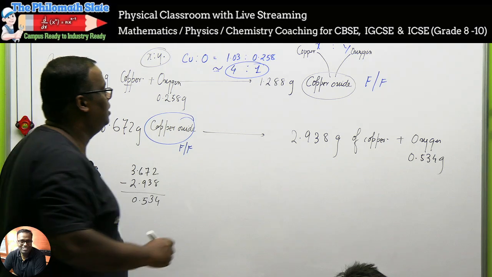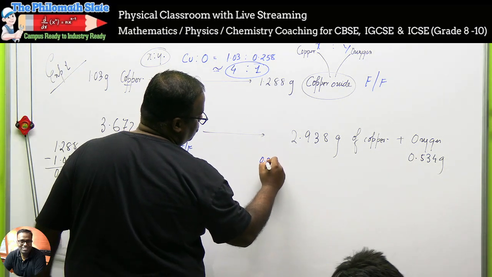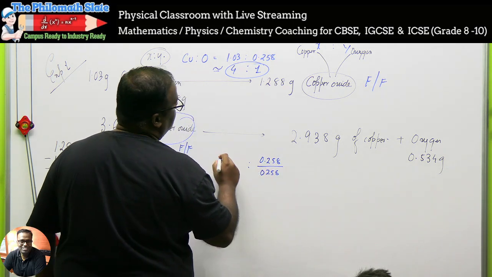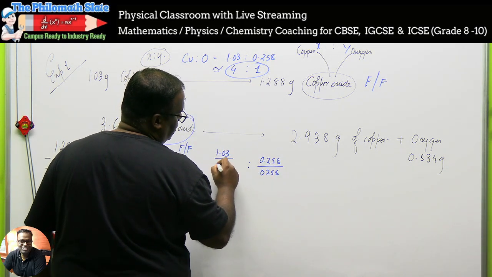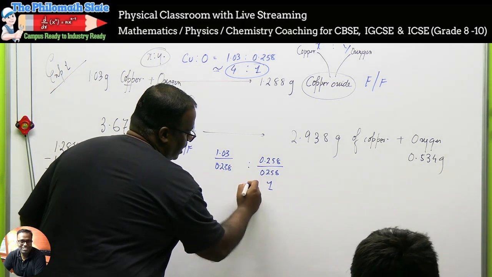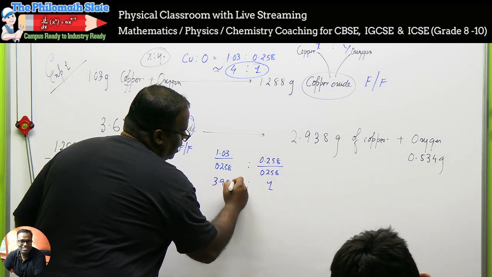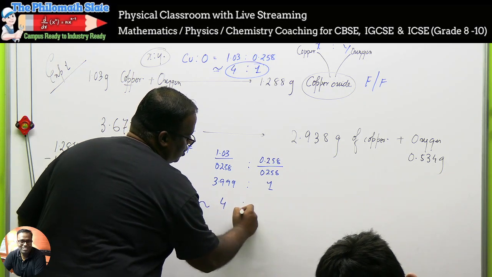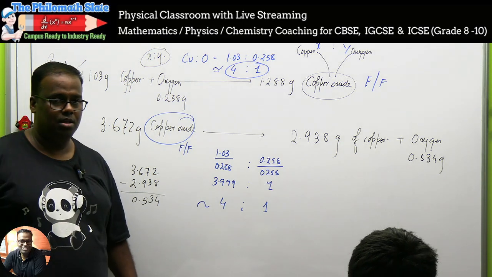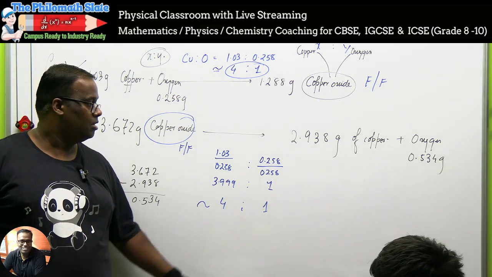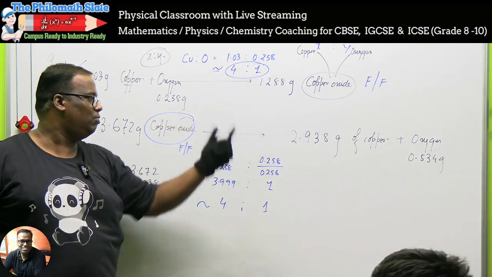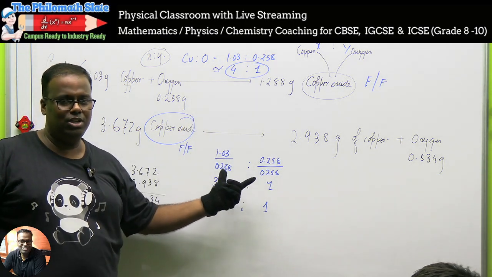How did I get it? Nothing. I just divided 0.258 by 0.258, and on this side 1.03 I divided by 0.258. This is how you do ratio. So ये तो 1 आ जाएगा and this will come 3.9999. So I roughly took it 4 is to 1. 1 is to करना है ना? Dividing both by the same thing. Yeah. I have to get a ratio.